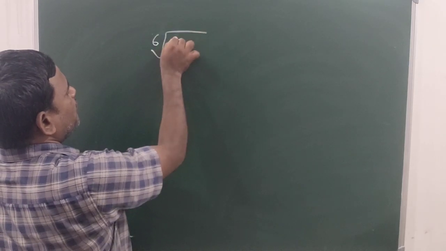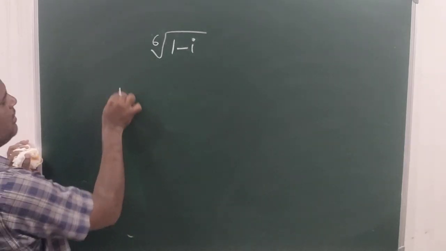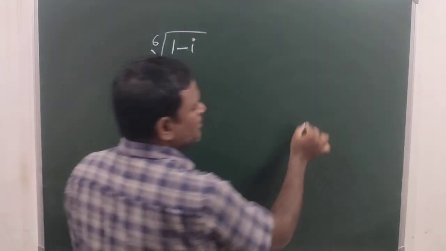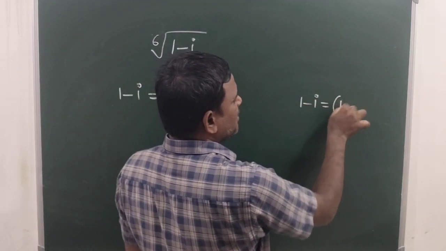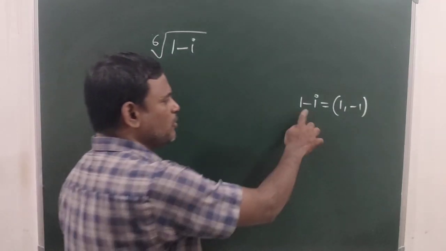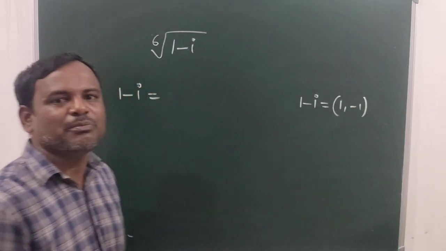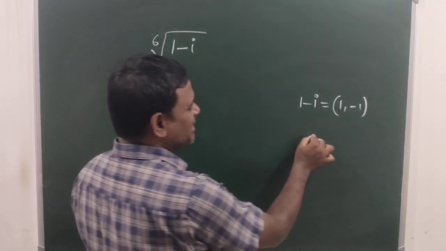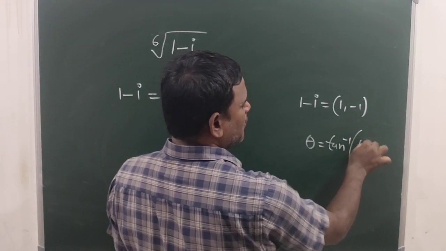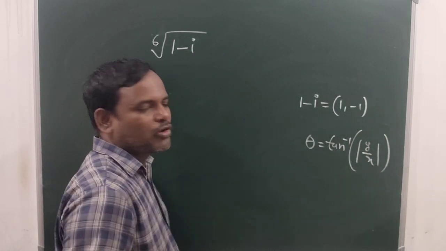Now sixth root of 1 minus i. Same procedure. See here. Take this 1 minus i and convert into the polar form. Where does it belong? 1 minus i means (1, minus 1), which belongs to the fourth quadrant. If it is there in the fourth quadrant, you know, students, whose principal argument is minus theta. Am I right? First find theta. So tan inverse of mod y by x. Because it belongs to the fourth quadrant, hence I have written modulus symbol.